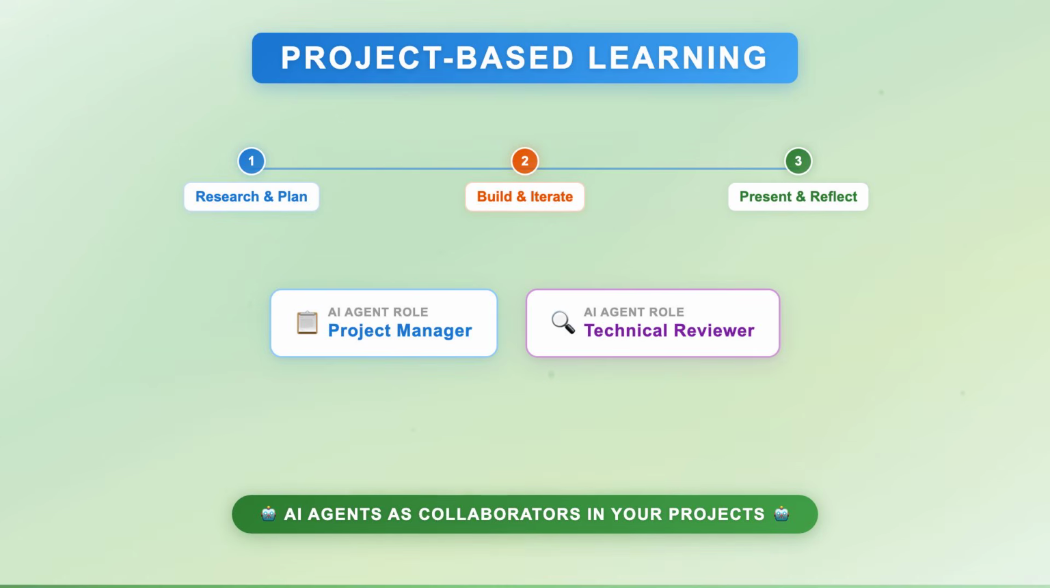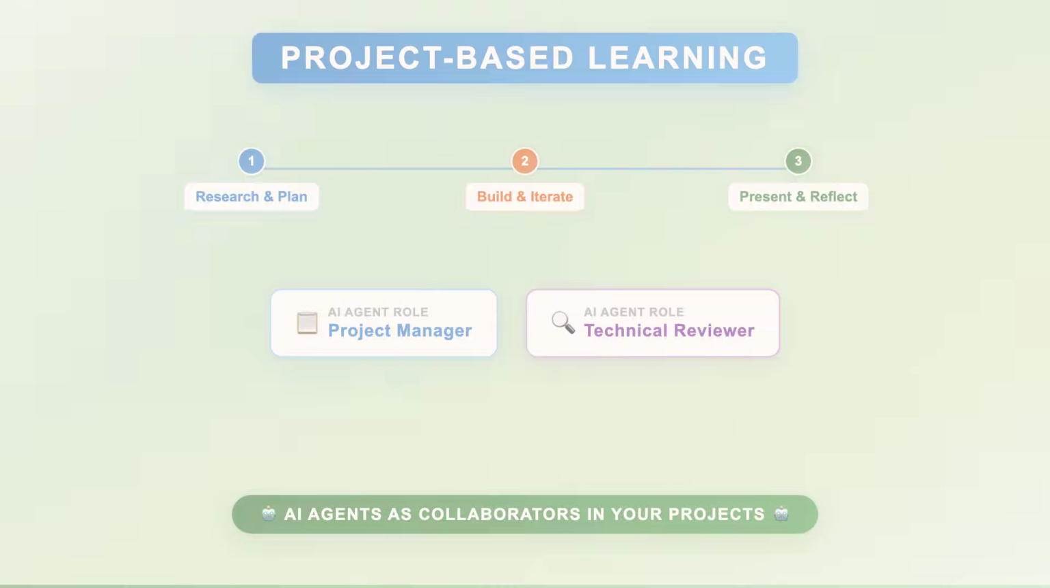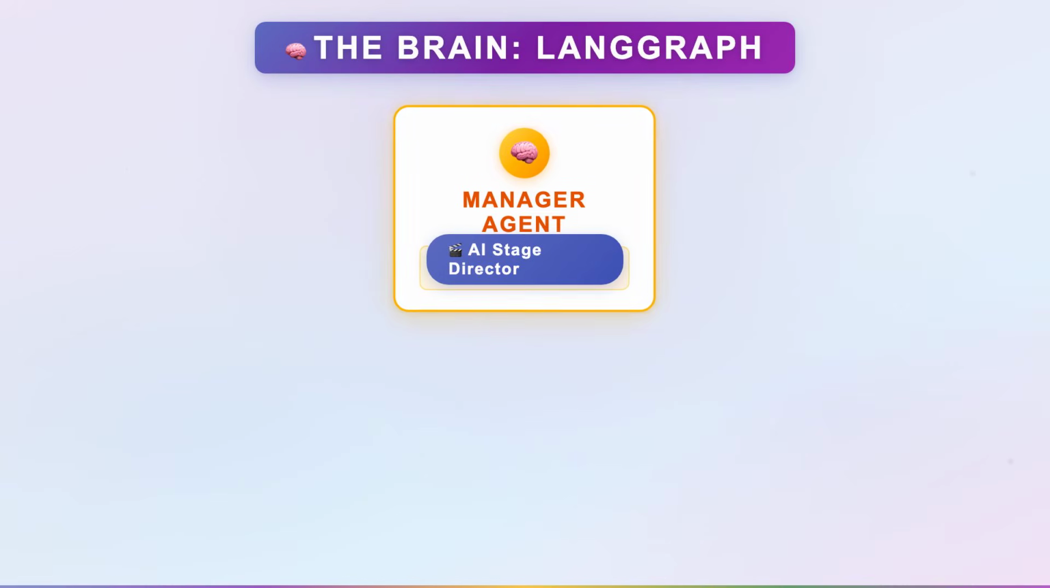And the project based learning feature lets you work on structured projects with AI agents playing collaborative roles. One might be your project manager, another your technical reviewer. Under the hood, the orchestration is powered by LangGraph, a state machine framework for multi agent systems.